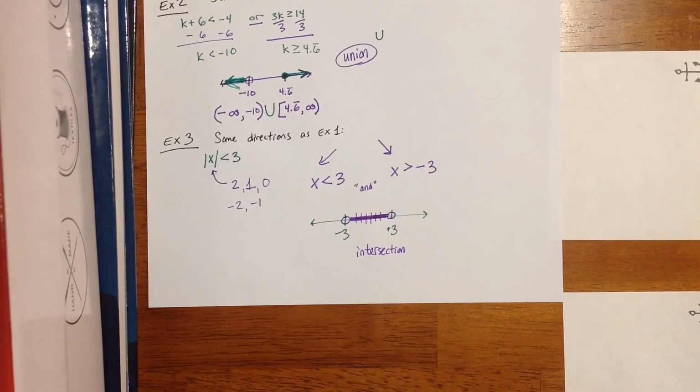So at this point, I want to take a break, cut the video off at this point, and go through some more examples in another video. So look out for that to continue with compound and absolute value inequalities.